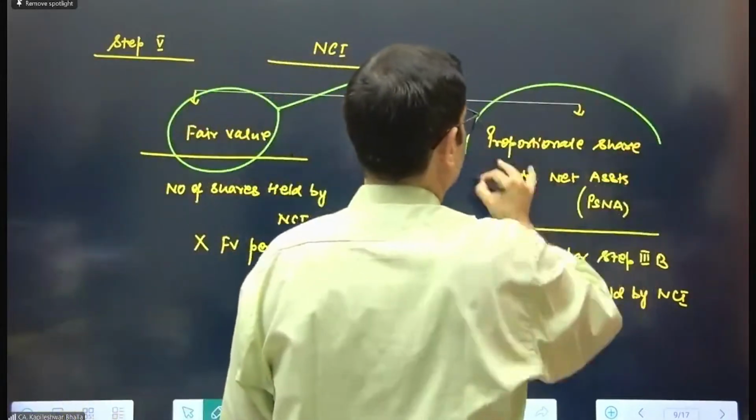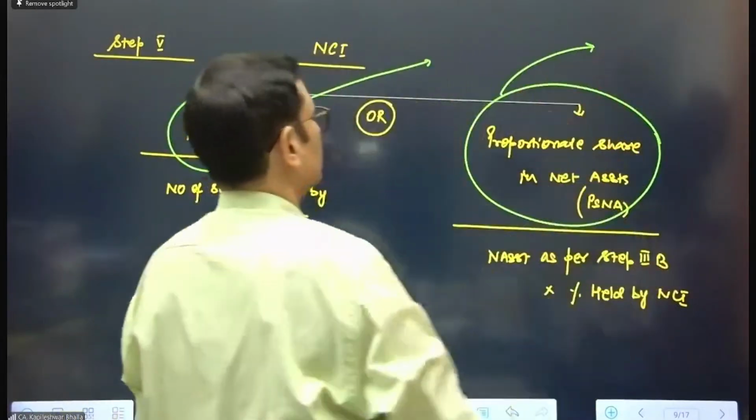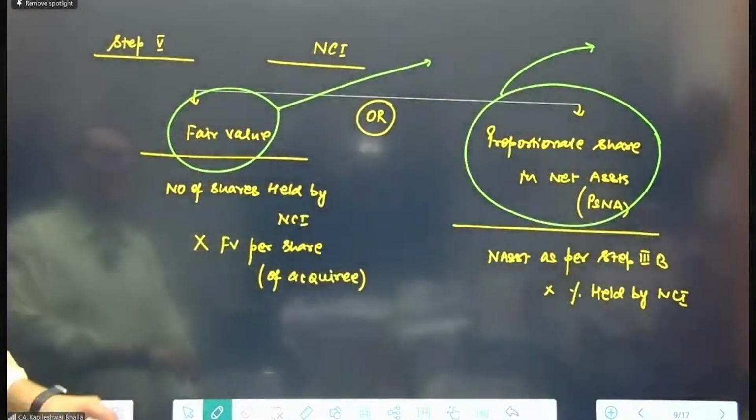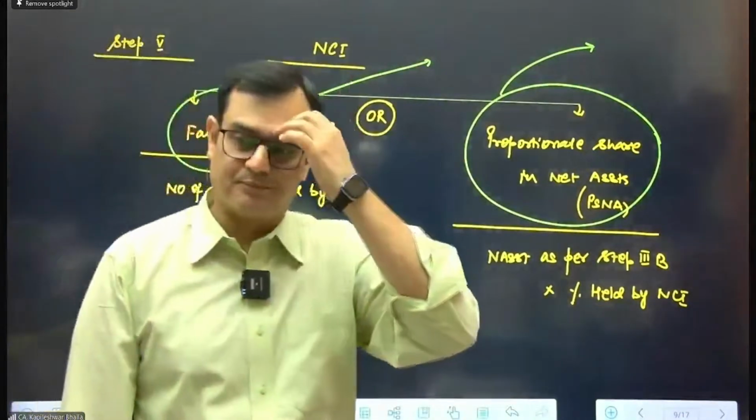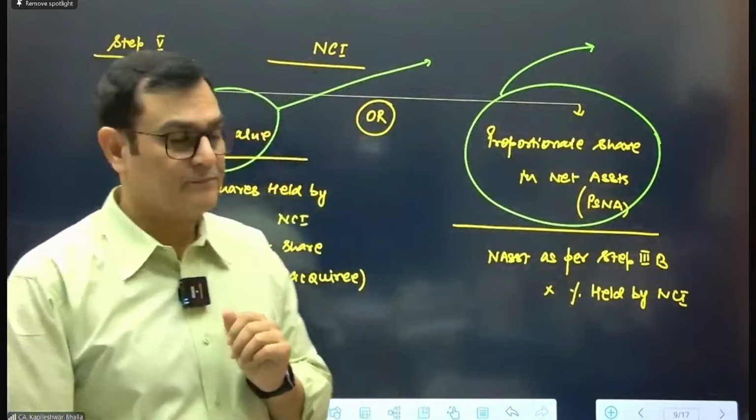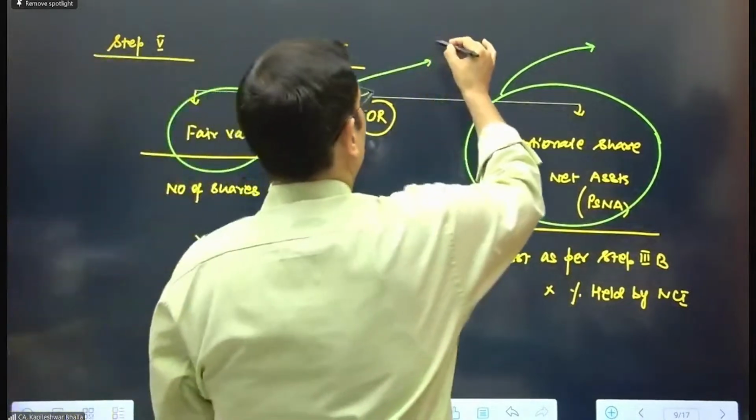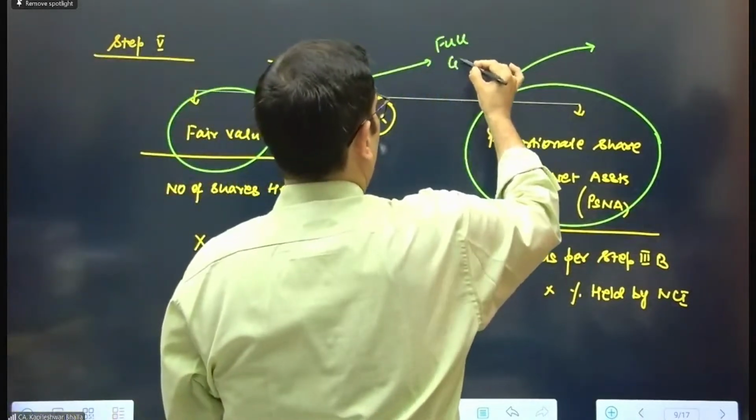Would you like to give me inputs? If you consider the NCI at a fair value, is it going to result in a full goodwill or a partial goodwill? I think full goodwill, sir. That's right, absolutely. So this will lead to the calculation of goodwill being full.